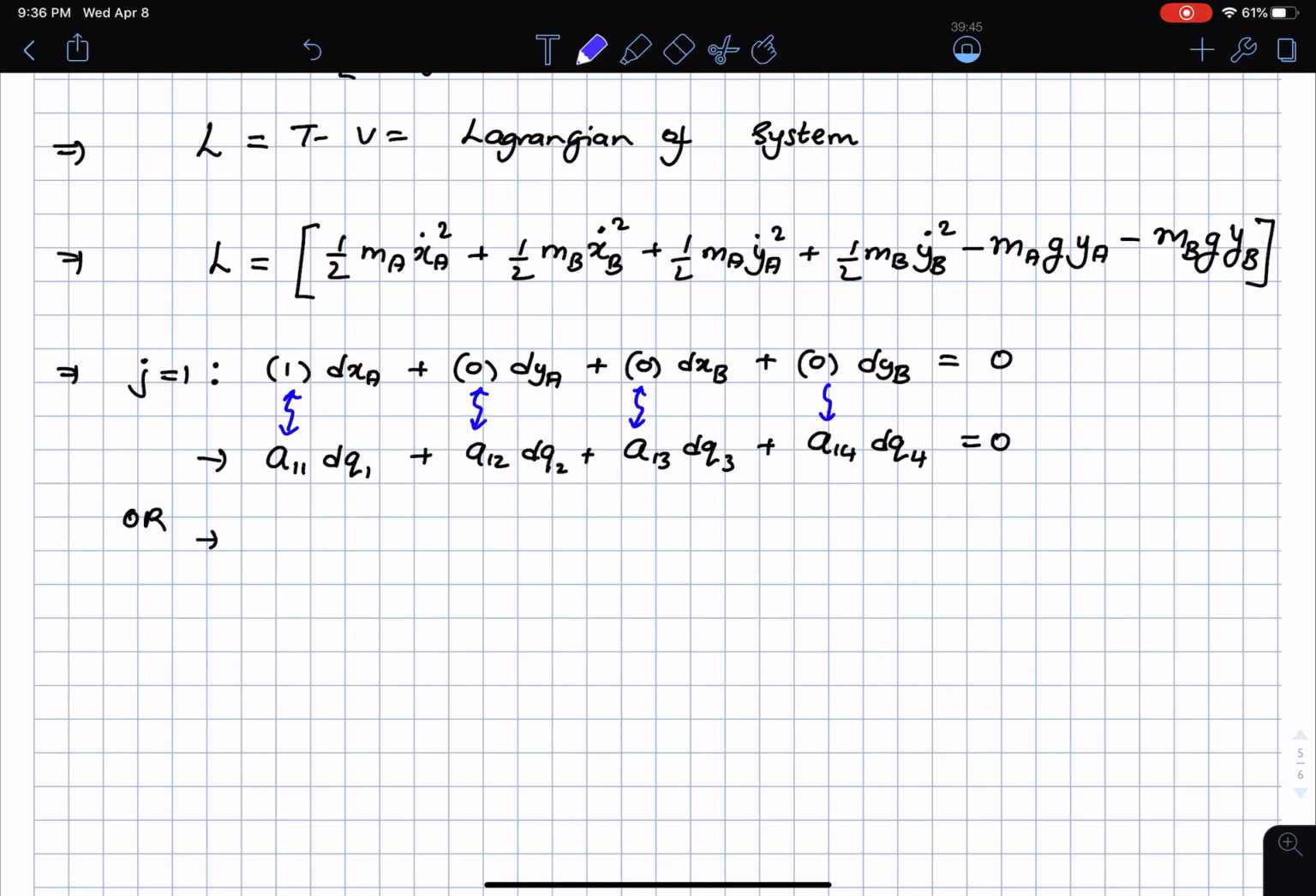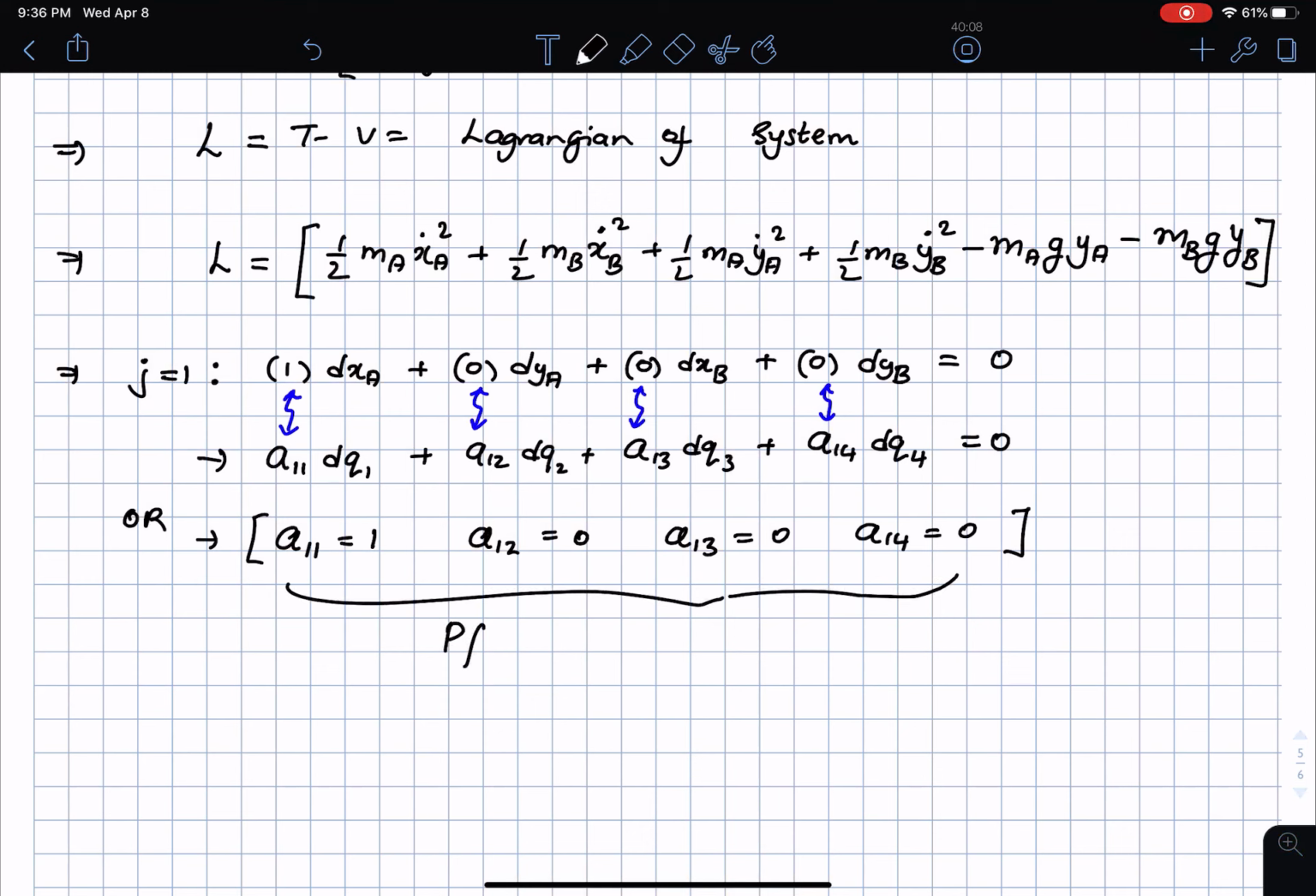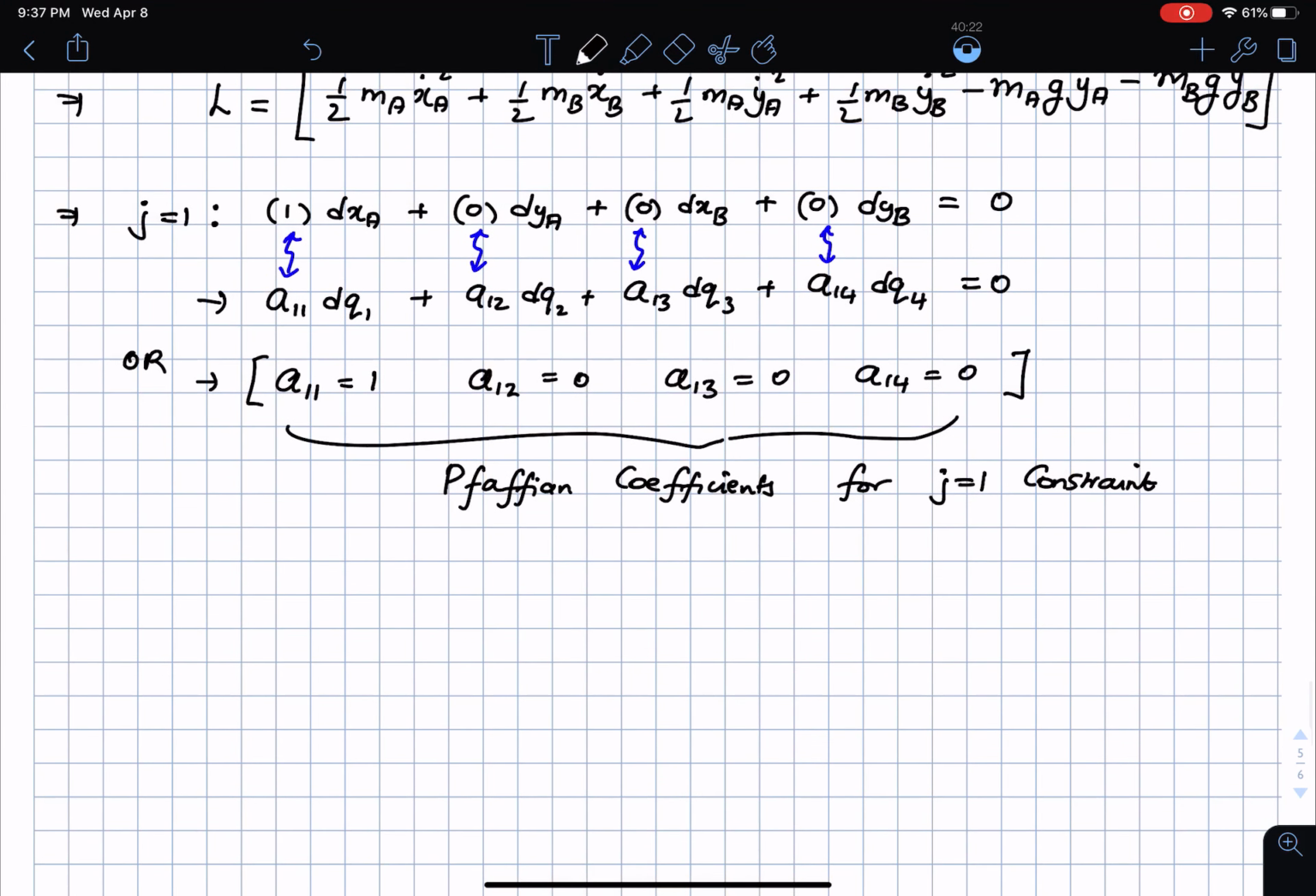Those are the coefficients here, which tells me that a11 is 1, apologies, a12 is 0, a13 is 0, a14 is 0. Okay, this is the first set of the Pfaffian coefficients. You can call them the Pfaffian coefficients for the j is equal to 1 constraint. Okay, for the first constraint, and likewise I can do the same thing for the second constraint.